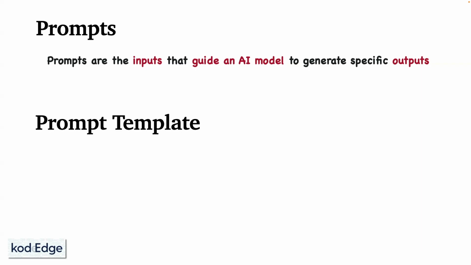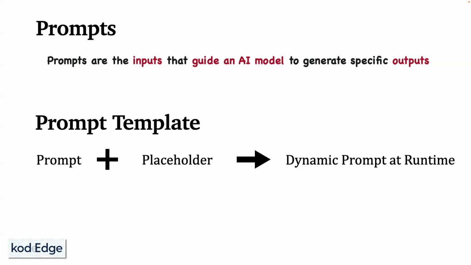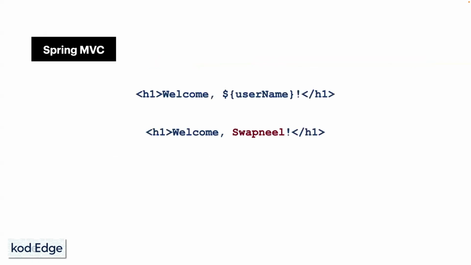To make prompts reusable and dynamic, Spring AI introduced the concept of prompt template. This approach helps maintain a consistent prompt structure while dynamically adapting to different user input. To understand the concept of templating, we can look at how it is used in other parts of the Spring ecosystem. In Spring MVC, we pass data dynamically to templates like JSP or Thymeleaf using model attributes, by which we inject values at runtime. For example, in this line, "welcome username" is a template. Here username is a variable. At runtime, it's replaced with an actual value like Swapnil to generate the final output.